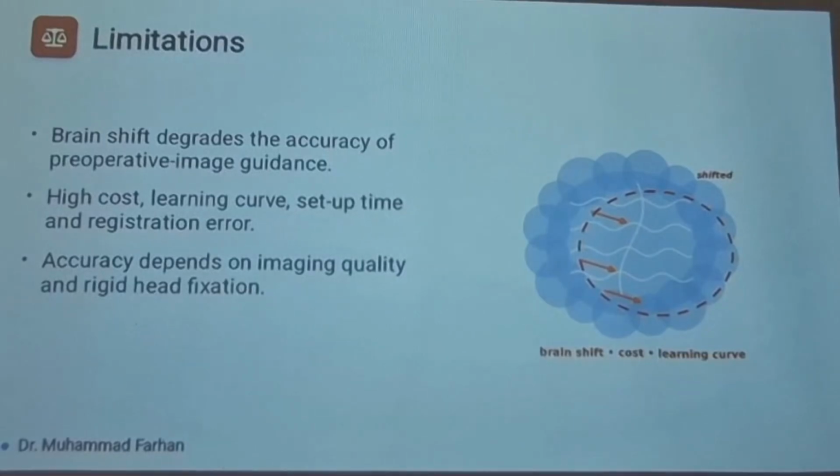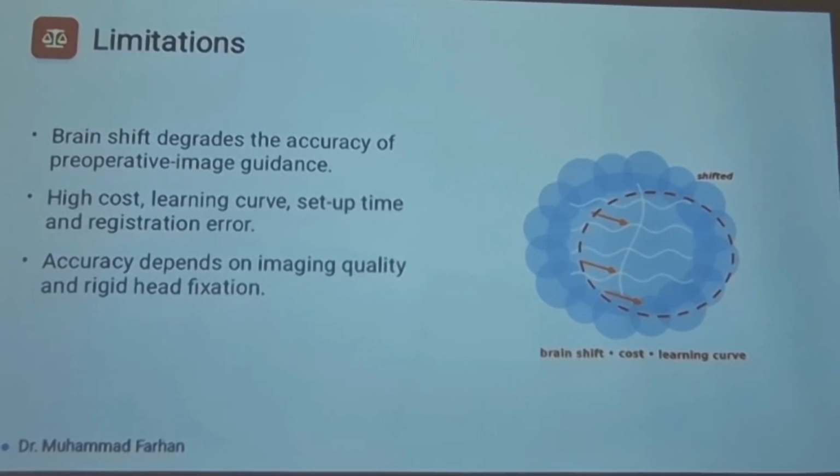So as we have discussed, there are some limitations, such as brain shift, which is the main limitation. High cost, a long learning curve, and setup time and registration errors can occur. This can lead to inaccuracy, and accuracy also depends on imaging quality. If there is poor imaging quality, such as a poor preoperative MRI, then it can also lead to inaccuracy.